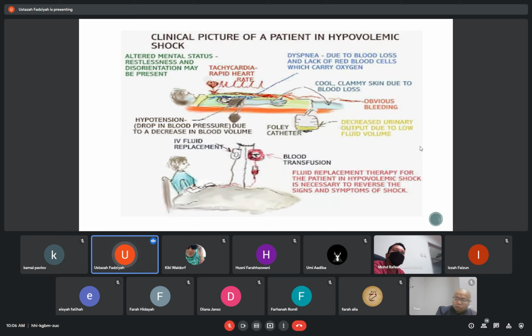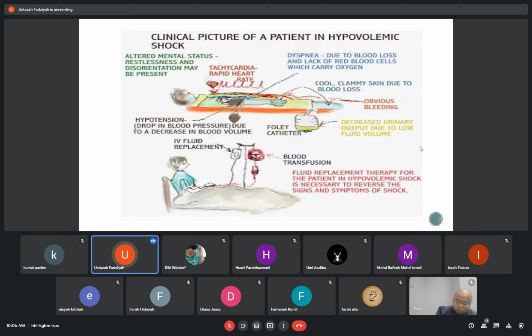Okay, so this is a clinical picture of a patient in hypovolemic shock lah. So for the DCS akan ada altered mental status like restlessness, disorientation, and then tachycardic, and then patient ada dyspnea. Skin dia akan jadi looks cold, clammy skin lah. And then ada obvious bleeding, open wound. And then urine output dia pun akan start to reduce lah. So BP start to lowish, hypotension. So might need IV replacement dengan blood transfusion lah. So this is the general picture of hypovolemic shock patient lah.